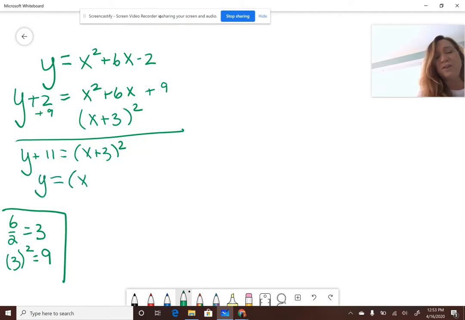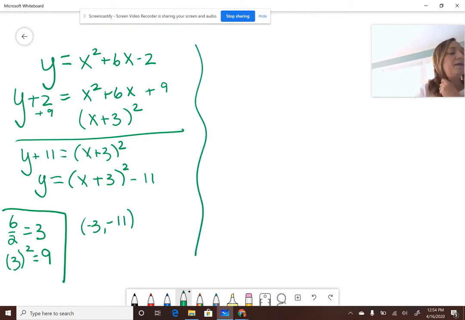So again, if you don't like moving the 11, you can leave it there. It just has to be not part of the perfect square trinomial. For me, it's just easier to move it. So that gives me a vertex of -3, -11. Okay, so that's question 1.